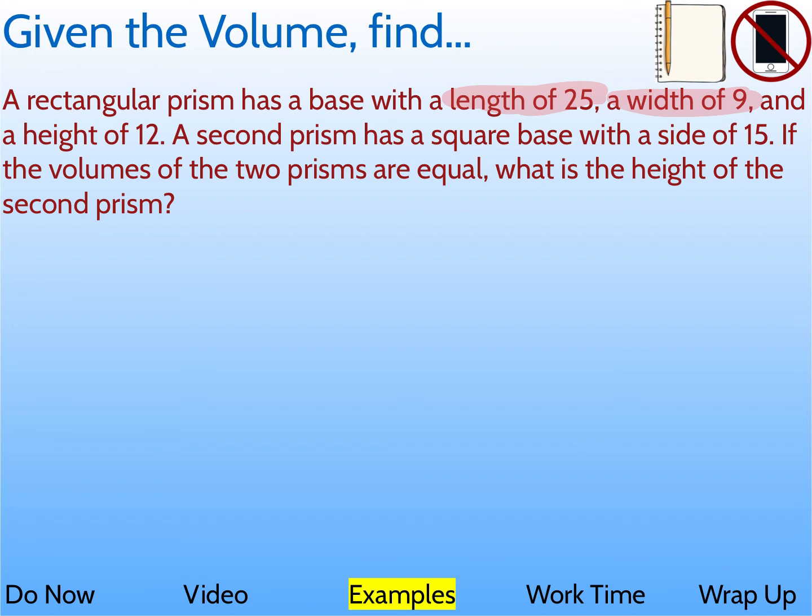So in this problem, we have a rectangular prism, one of which has a length of 25, a width of 9, and a height of 12. A second one has a square base, that's going to be helpful, with sides of 15, and the volumes are equal. So we've got to figure out what is the height of the second prism.